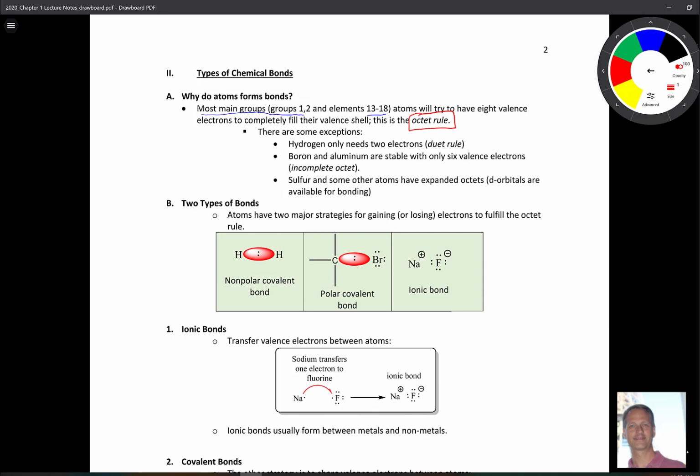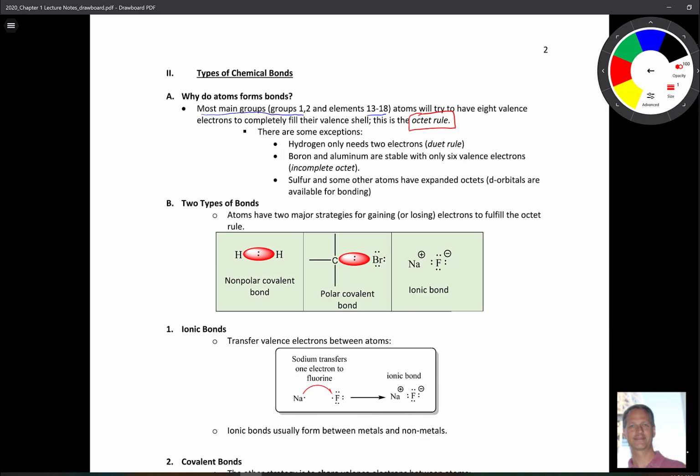Hydrogen only needs 2 electrons. That's the duet rule. It's what we typically see for hydrogen. Boron and aluminum are stable with only 6 valence electrons. They're called incomplete octets. And sulfur and some of the other atoms have expanded octets. Sulfur is in row 3, and sulfur is going to have d orbitals available for bonding.